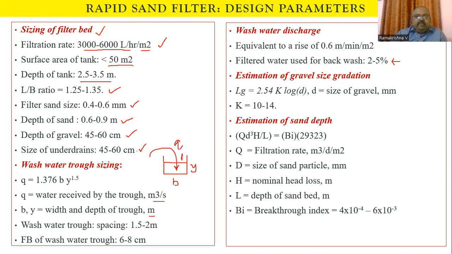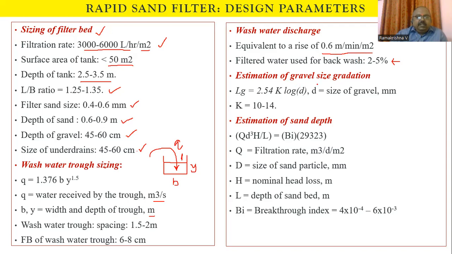So then, this quantity of water is equivalent to 0.6 meter per minute per meter square. 0.6 meter per minute per meter square of water volume you are going to use.